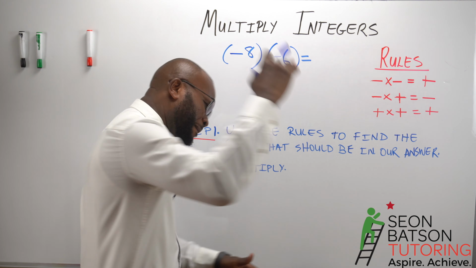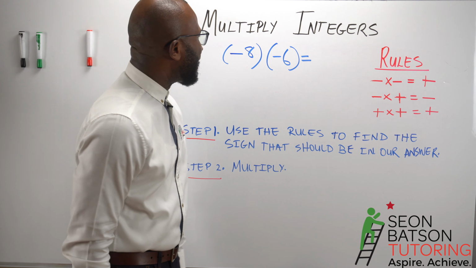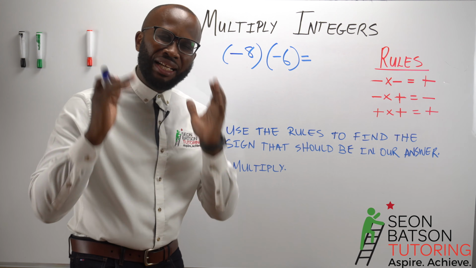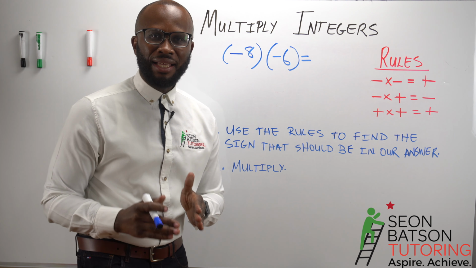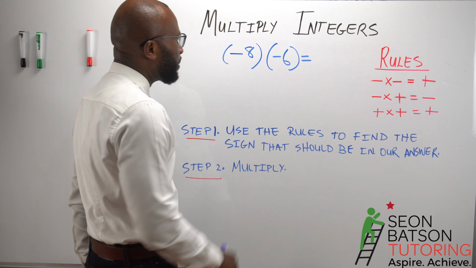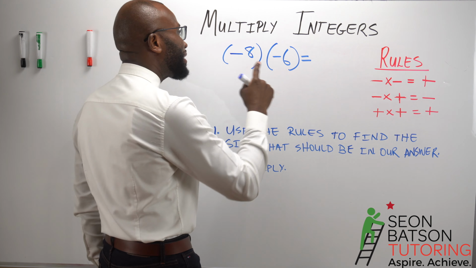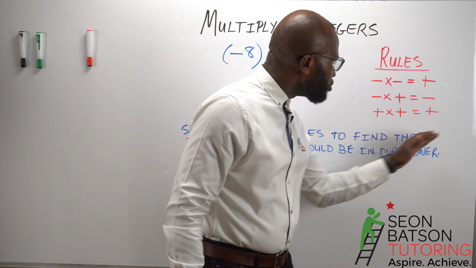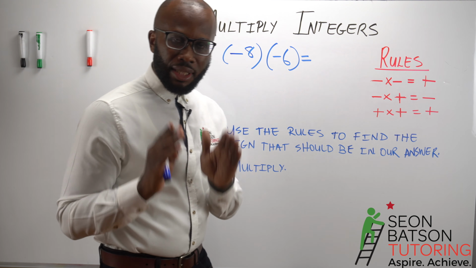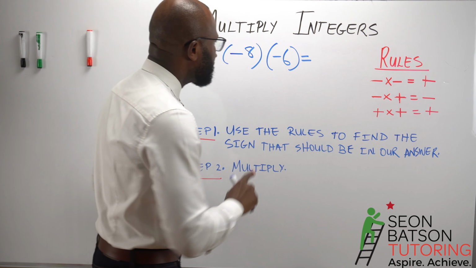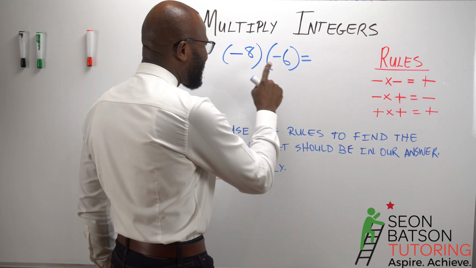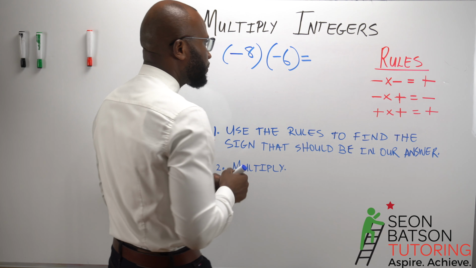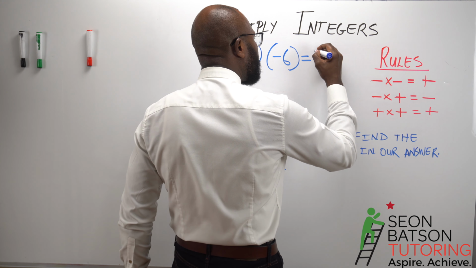All right. Welcome back. I'm so pumped because I know that we all got the same answer. Let's go. We want to multiply a negative 8 by a negative 6. So step 1 says we're going to use the rules to help us figure out what sign should be in our answer. Since we're multiplying a negative by a negative, the rule says our answer should be positive. So we'll first put back the positive sign.